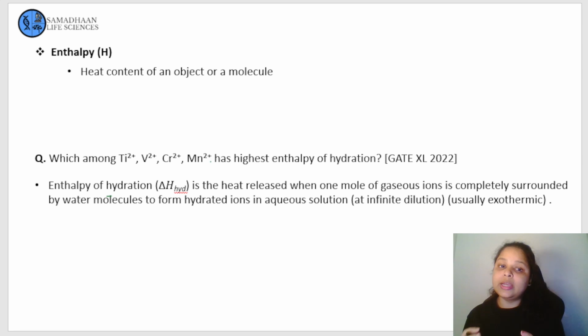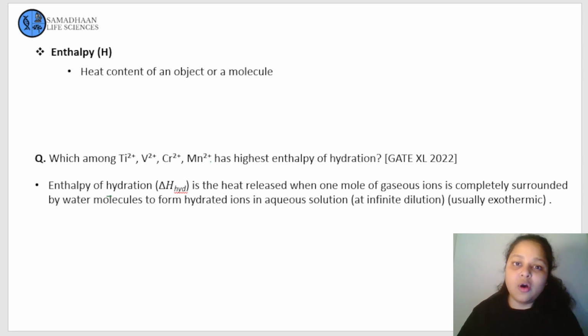Right? So let's take the last function for today, which is enthalpy. This is the total heat content of an object or the system. So enthalpy is the sum of internal energy and work done. And so the change in enthalpy delta H is equal to delta U plus P delta V.